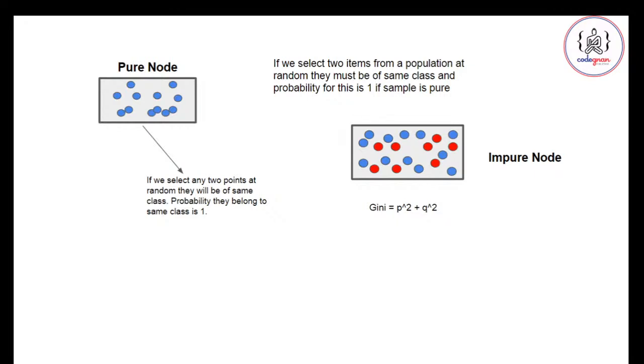Now using this Gini, we try to find out the impurity at this particular node. Here we have Gini impurity equals 1 minus Gini, and this value tells you what the impurity at your node is, or how pure your node is. If your Gini is high, then your Gini impurity is going to be low. So we want this Gini impurity to be as low as possible to have a pure node.